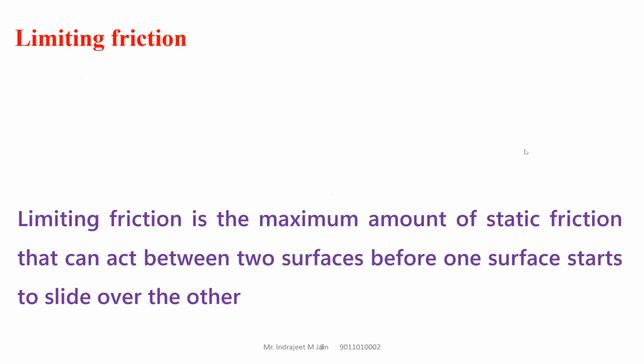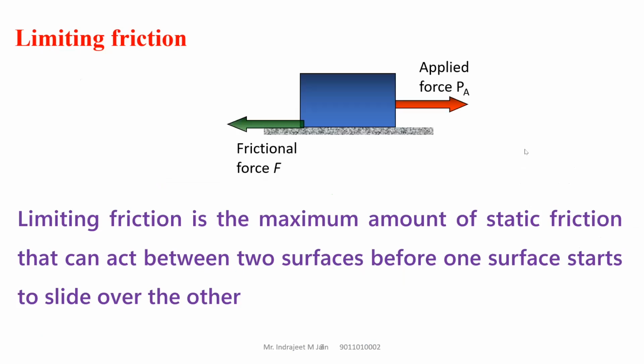So limiting friction force is the maximum amount of the static friction that can act between two surfaces before one surface starts to slide over the other. So it is on the verge of breaking the equilibrium, where the body will just start to move. Up to that, the force which opposes the motion is called frictional force.